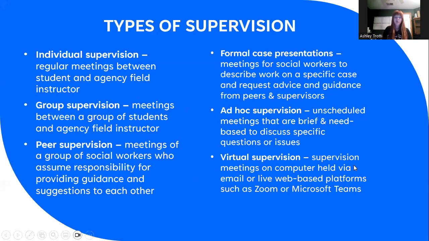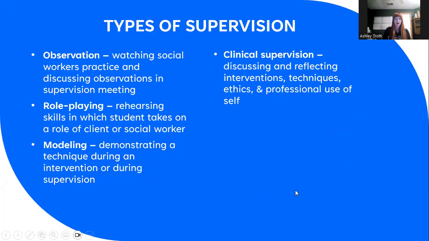There are different types of supervision. As interns, we're doing individual supervision, which is us students and an agency field instructor. In the profession of social work, there could be group supervision, peer supervision, and formal case presentations to work on a specific case for feedback from supervisors. There's also virtual supervision via computer, Microsoft Teams, Zoom, and things like that.